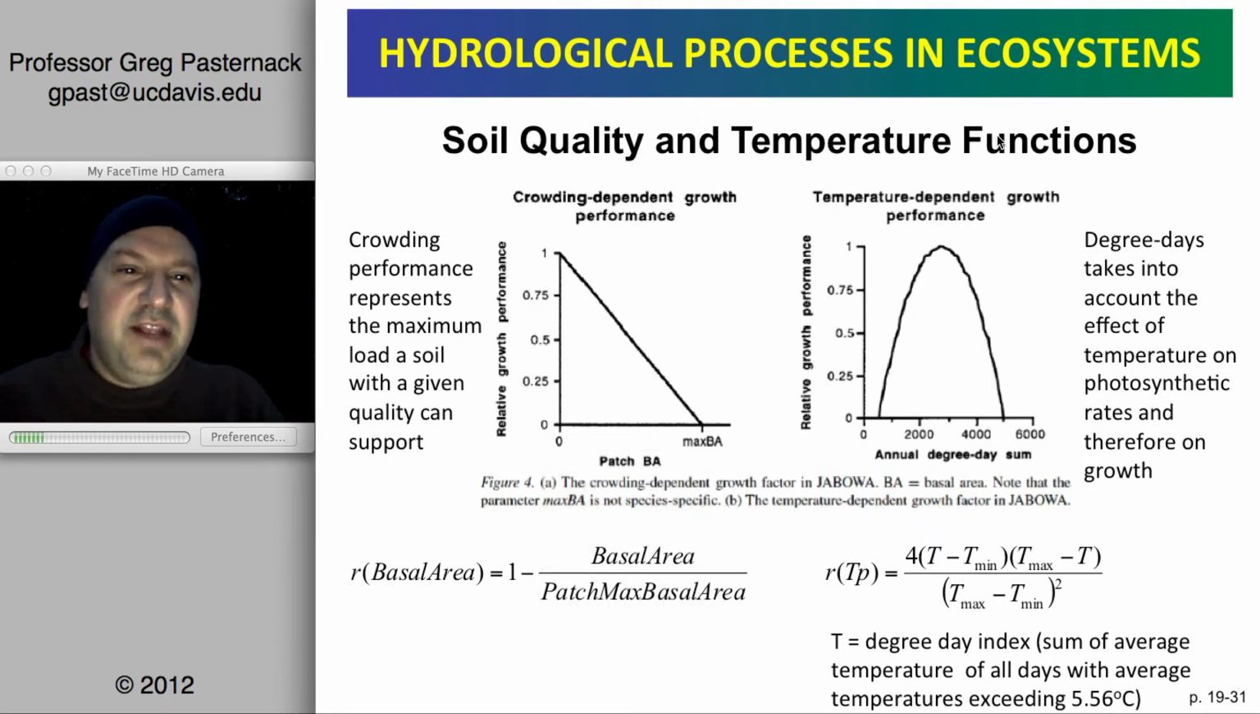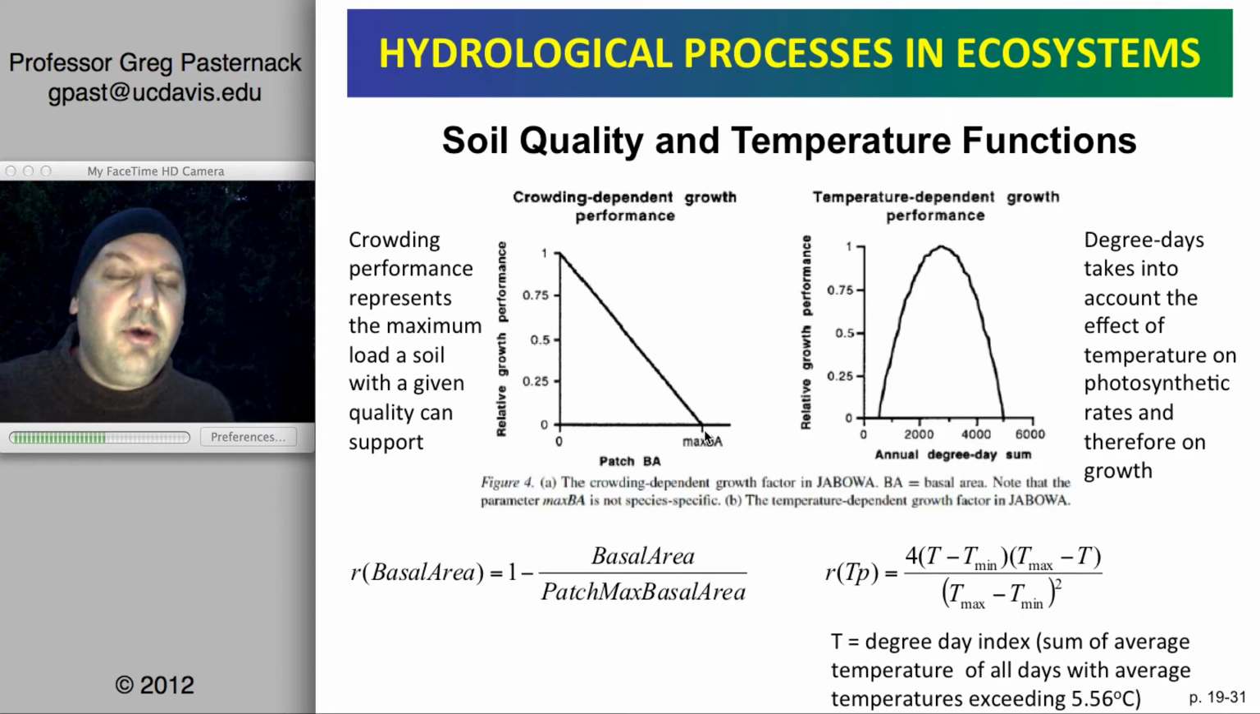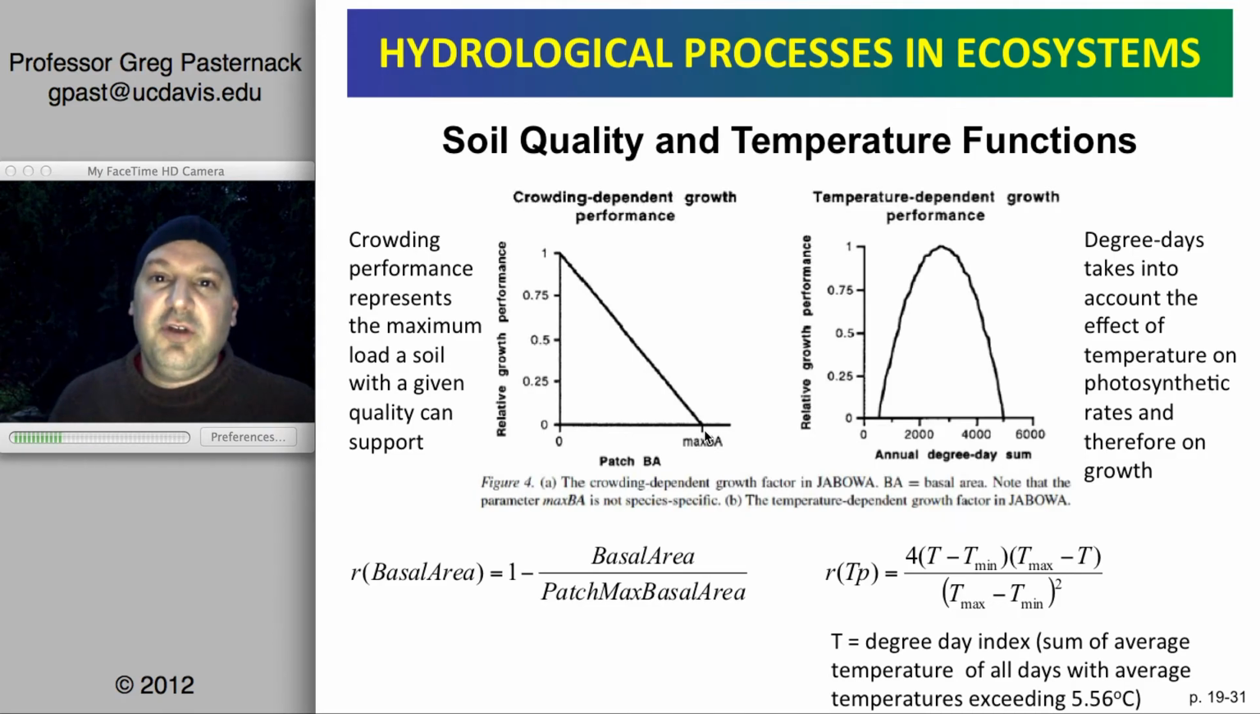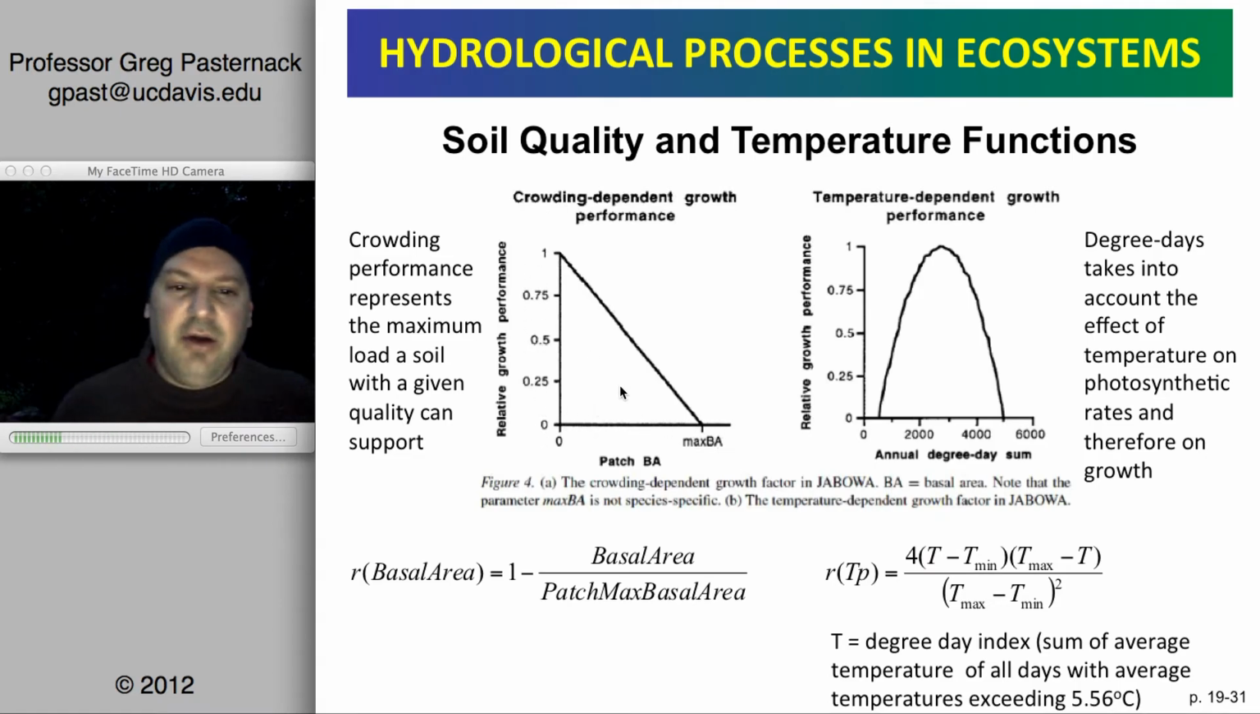So soil quality and temperature functions. Let's say you have a gap, and in that gap there is a maximum capability of that soil to serve the trees that are in it. As you have a lot of crowding taking place, like BA is basal area, so as you get bigger and bigger in here, then the growth performance goes down.